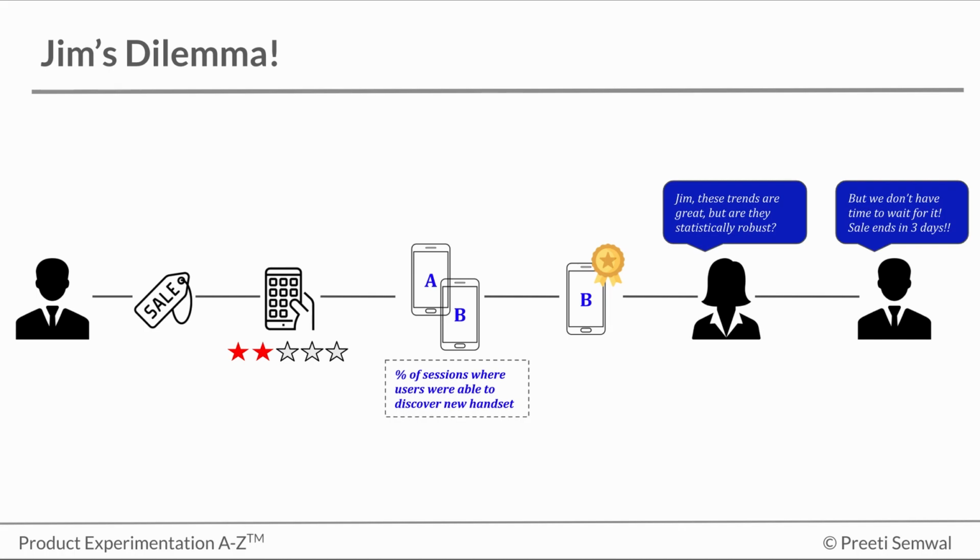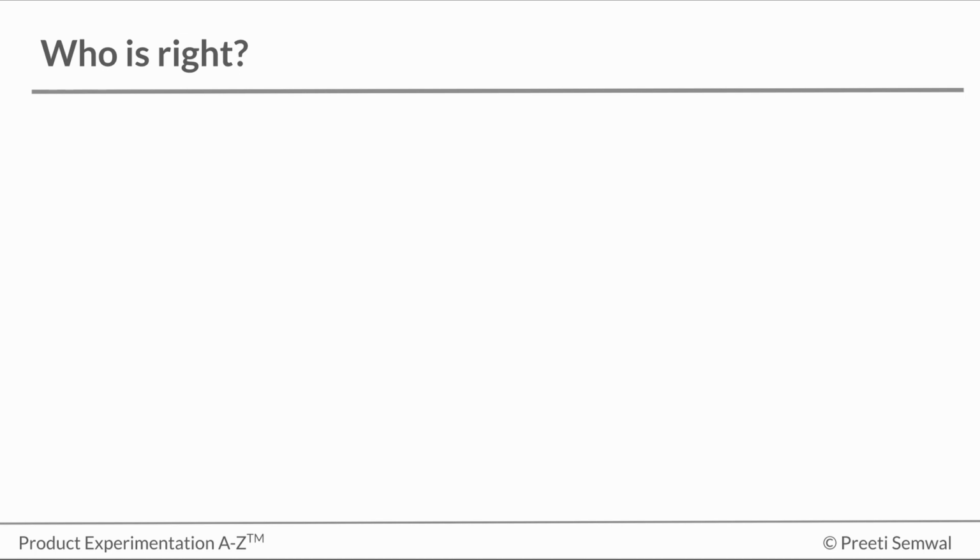So that was our little story. Hopefully the background and situation is clear. So now the question is, who is right? Jim, who is tasked with doing the best possible within 3 days, or the data scientist, who is questioning statistical significance? Well, both are, and here's why.